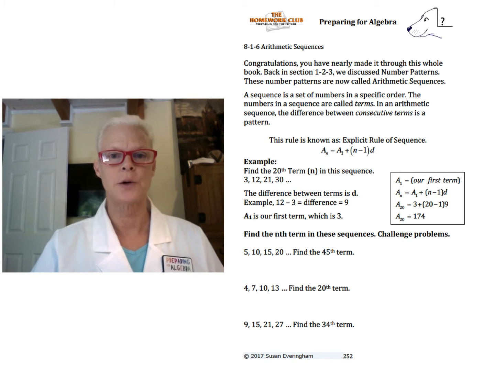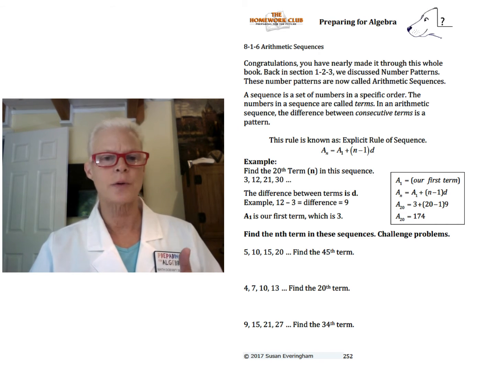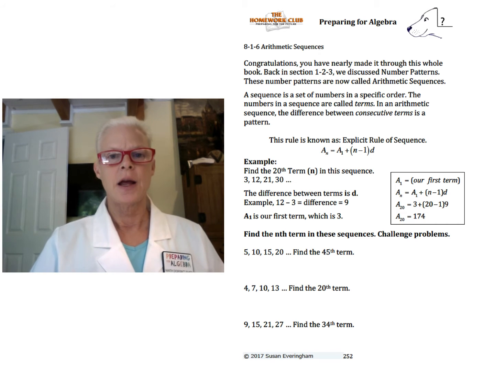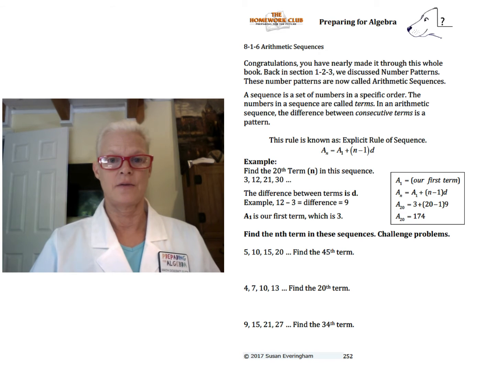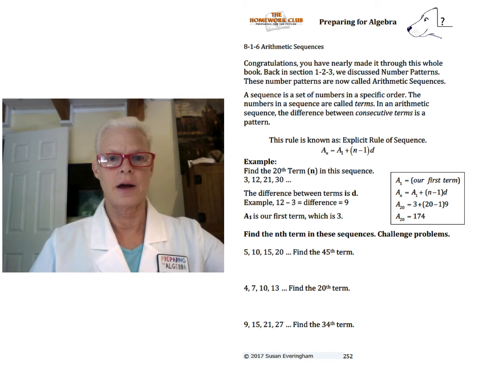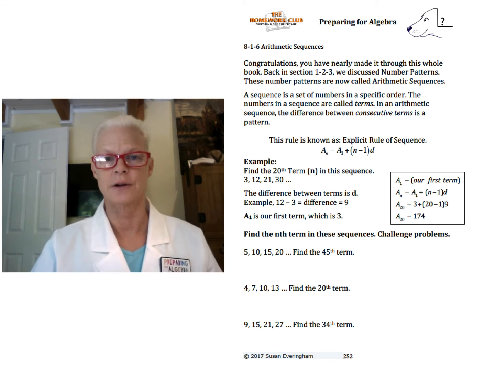Page 252 is arithmetic sequencing. And the rule in the center of this page says it's known as the explicit rule of sequences, which means a consecutive group of numbers like, for example, 3, 12, 21, and 30, you'll be able to figure out, based on the differences between each of those numbers, what any number is ahead, like the 20th number or the 30th number in this particular sequence.